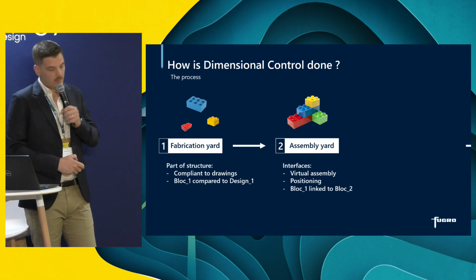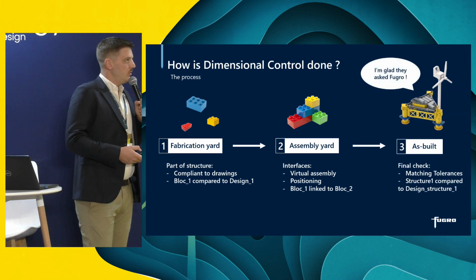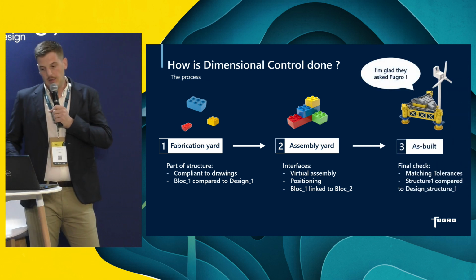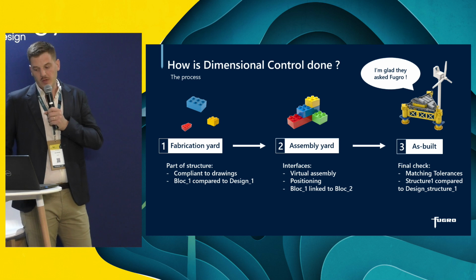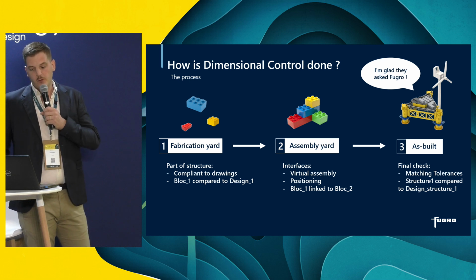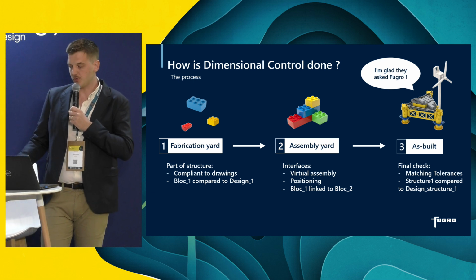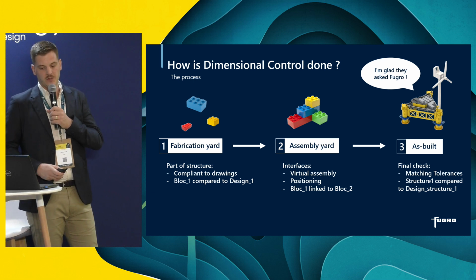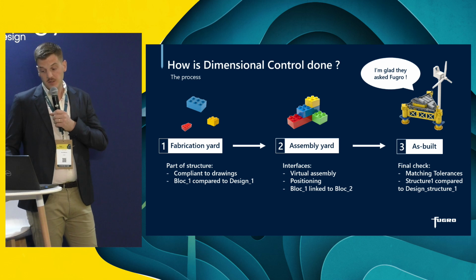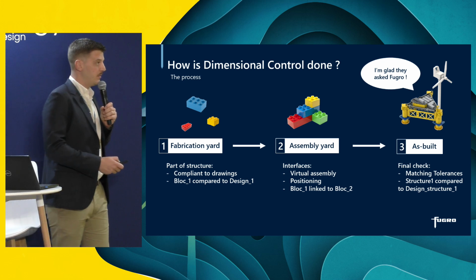Finally, final inspection, or as-built, happens at the assembly yard, usually before shipping. We control here the final assembly of the whole structure, and we make sure that everything is matching tolerances. But this is not the only time there is a need for dimensional control.